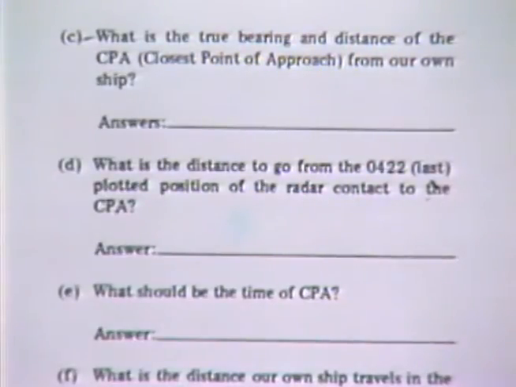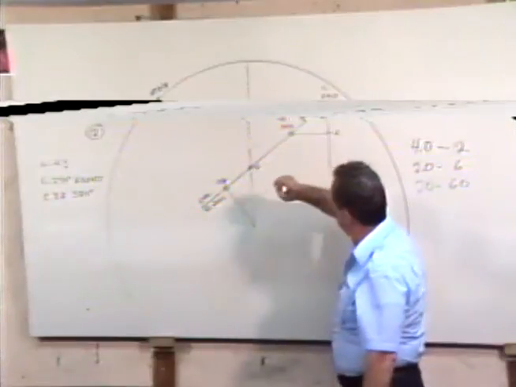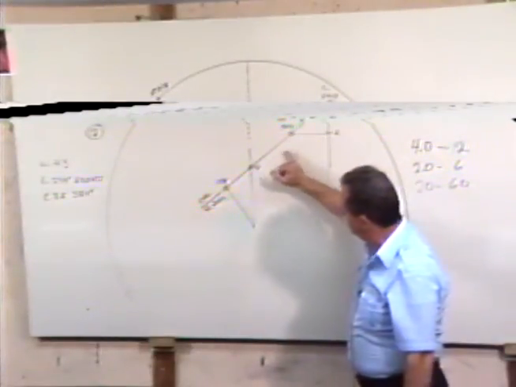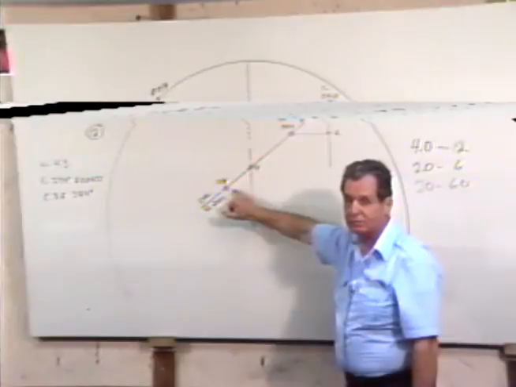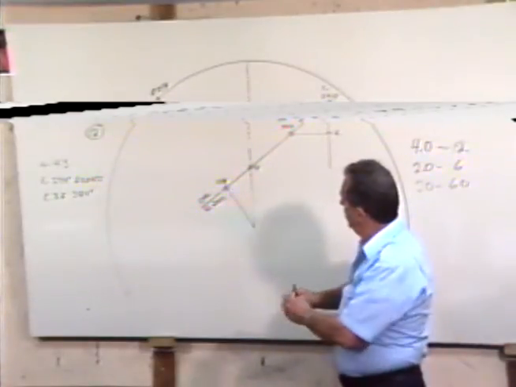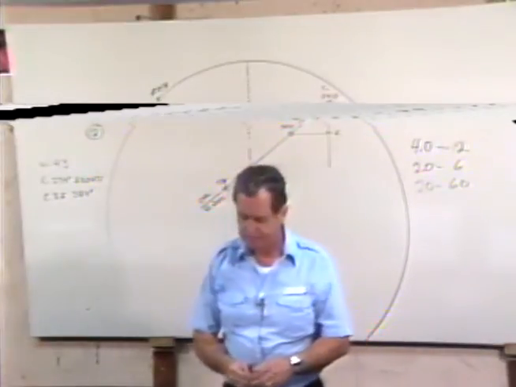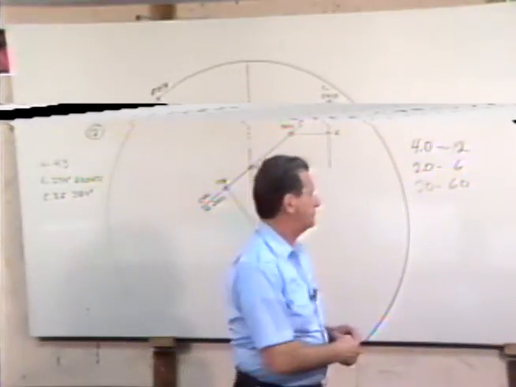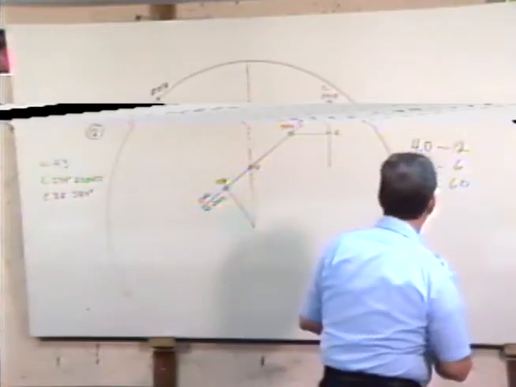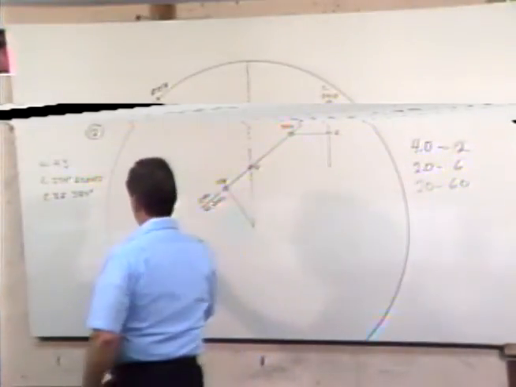We have gotten the true bearing and distance of the closest point of approach. Now, D says, what is the distance to go from the 4:22, which is the last plotted position of the radar contact, to the closest point of approach? What they want to know now is the distance from here to the closest point of approach. So I want you to measure that distance, go over to your scale, and see what it is. It should be 6.5 miles.